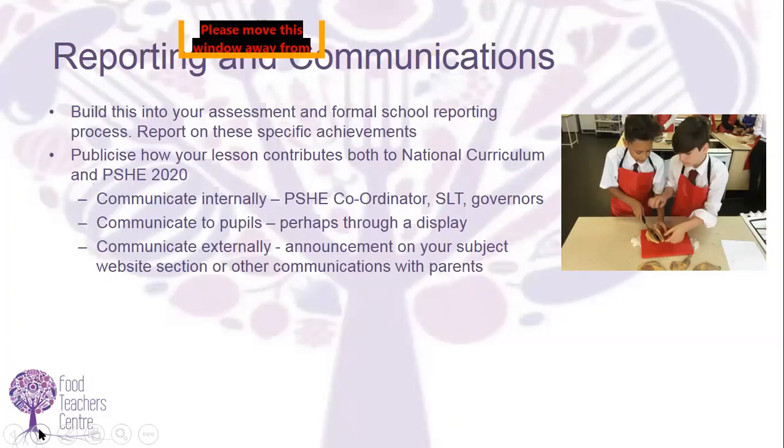So in some ways, you probably already have your assessment built around assessing the national curriculum. So again, having a chance to look through the key statements that are in these requirements and making sure that these are not only taught, but also assessed and reported on as part of your formal reporting process. So that's key as well.